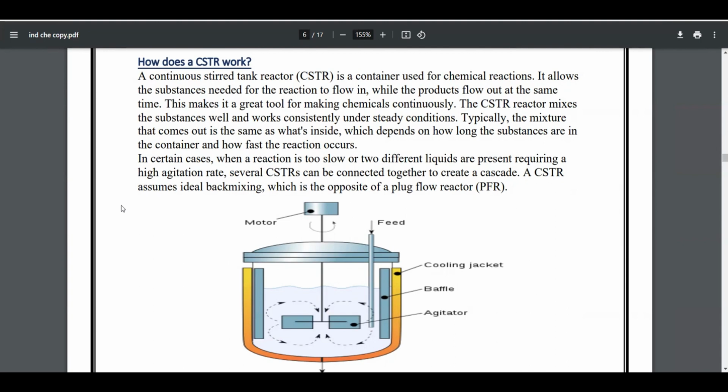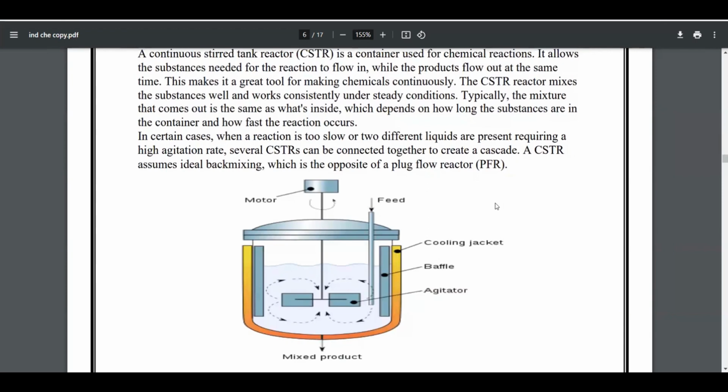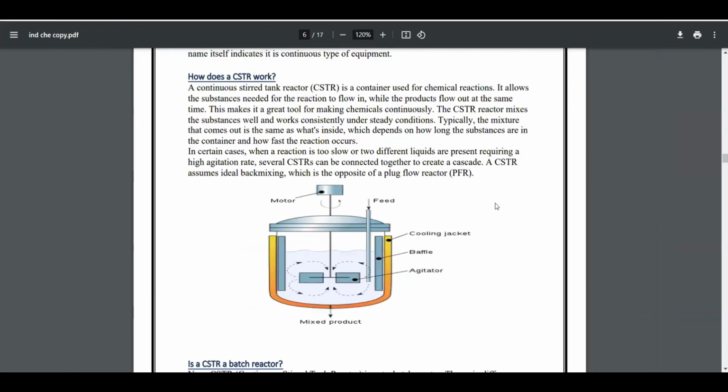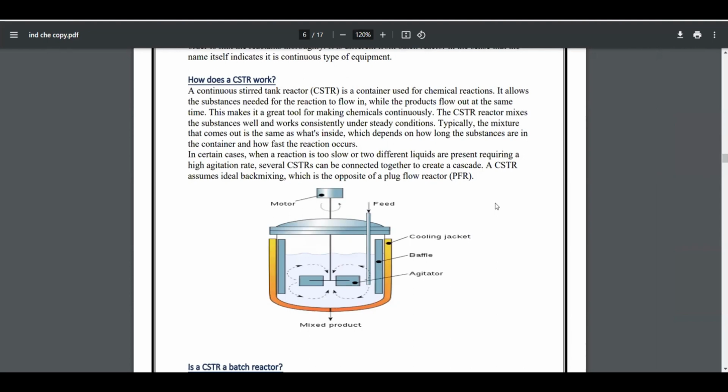The CSTR mixes the substances well and works consistently under steady conditions. Typically, the mixture that comes out is the same as what's inside. So the flow rate of the product and the reactant will be the same in a continuous stirred tank type of reactor. In certain cases, when a reaction is too slow or two different liquids are present, requiring a high agitation rate, CSTRs can be connected together to create a cascade.